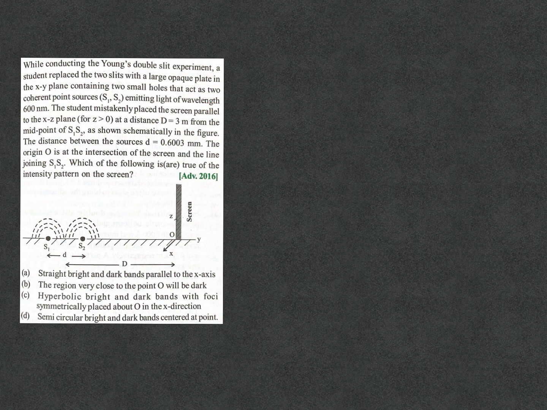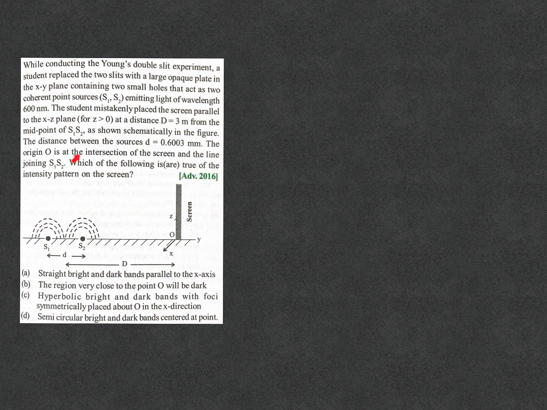Emitting light of wavelength 600 nanometer, the student mistakenly placed the screen parallel to the YZ plane. Here is the screen at a distance d equal to 3 meter from the midpoint of S1 S2 as shown in the figure. Distance between the sources is 0.6003 millimeter.